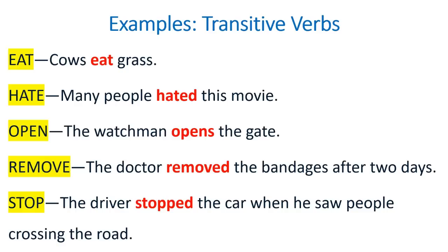Then you have the next one, stop. The driver stopped the car. That is enough. Driver is the subject, stopped a transitive verb, car the object. When he saw people crossing the road is an addition. You have added another clause to the sentence.